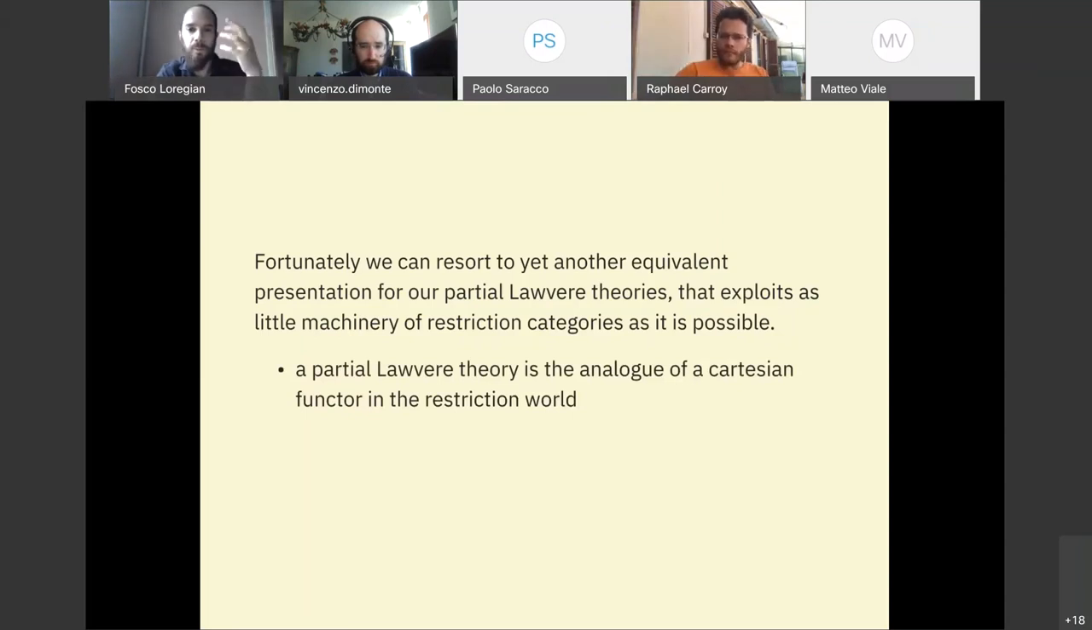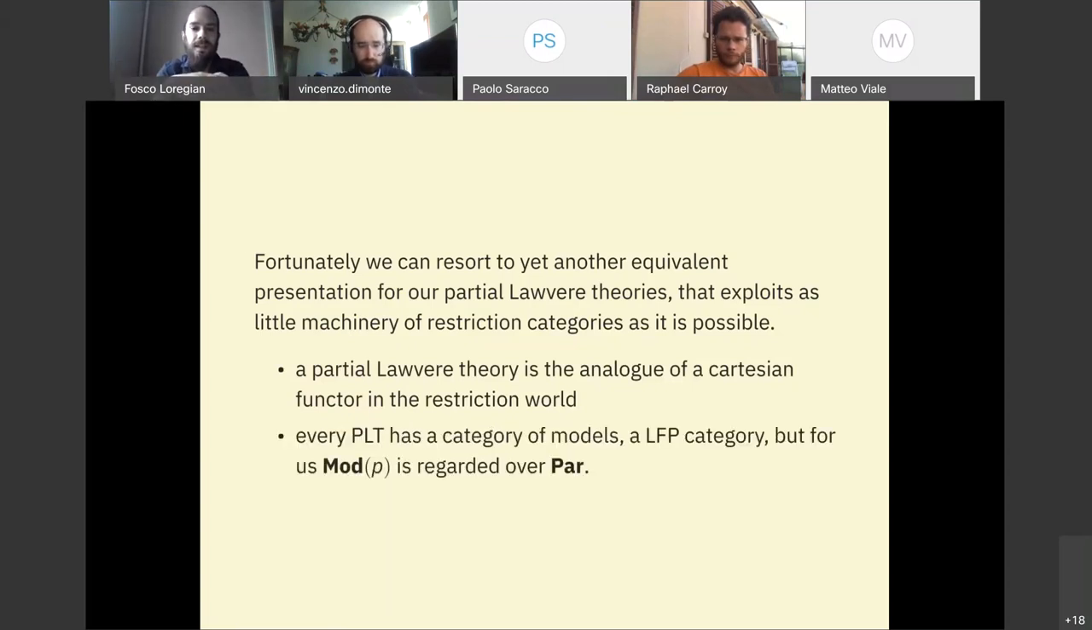A partial Lawvere theory will be the analog in the restriction world of a Lawvere theory, an identity on object functor, which instead of being Cartesian will preserve the analog of products in the restriction world. Every partial Lawvere theory will have a category of models, of partial models, which is not modeled over the category of sets, but over the category of sets and partial functions, over Par. And these, hopefully, will be the gist of the equivalence theorem, of the variety theorem.